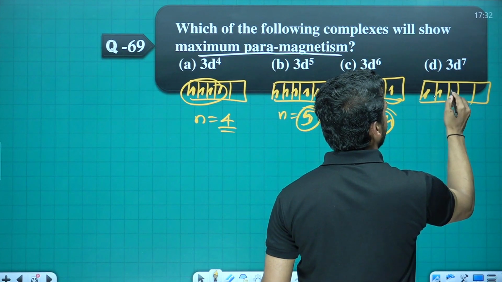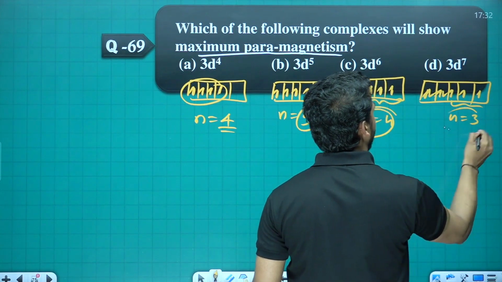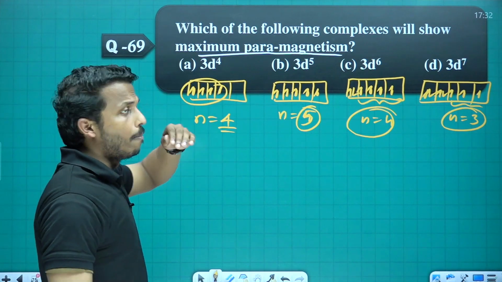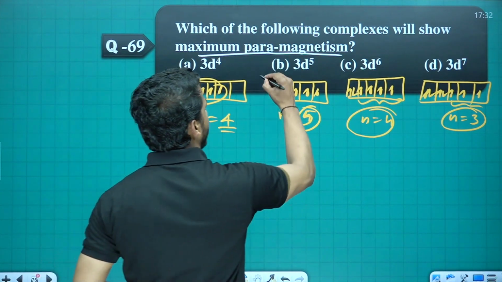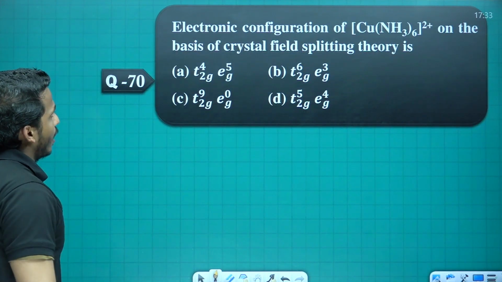D7 means 1, 2, 3, 4, 5, 6, 7, only there will be 3 unpaired electrons. So which of the following complexes will show maximum paramagnetism? It means the one which contains more unpaired electrons, that is D5, 5 unpaired electrons are there. Hope you can follow me.